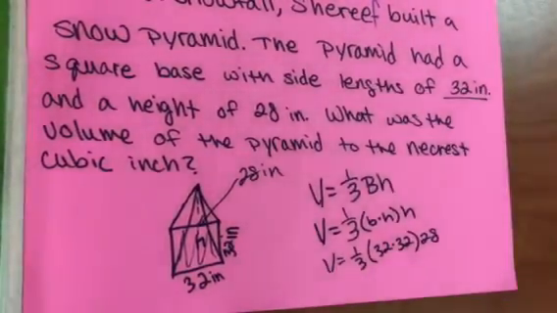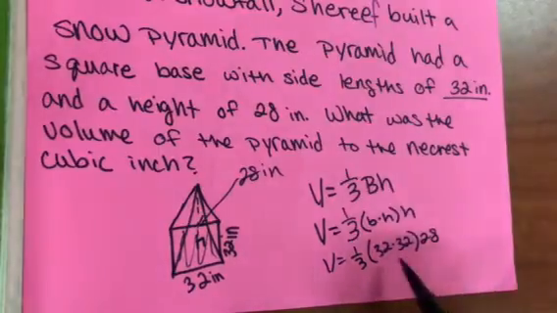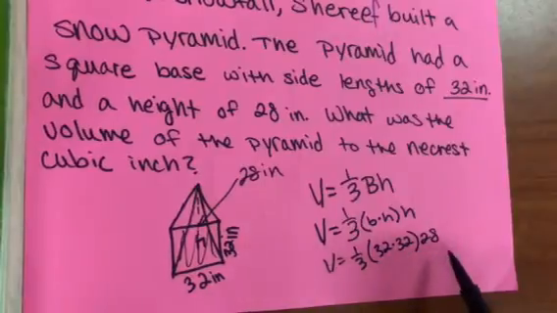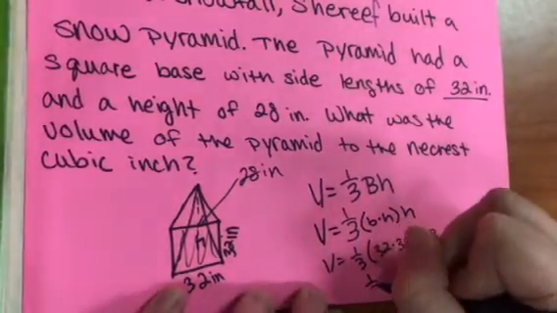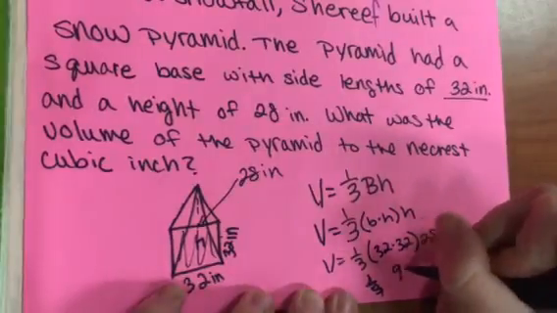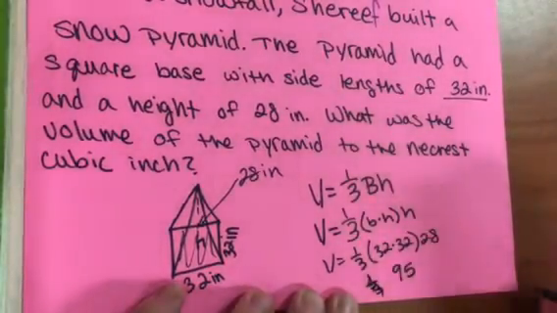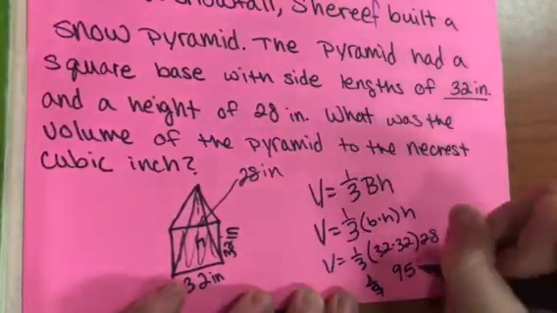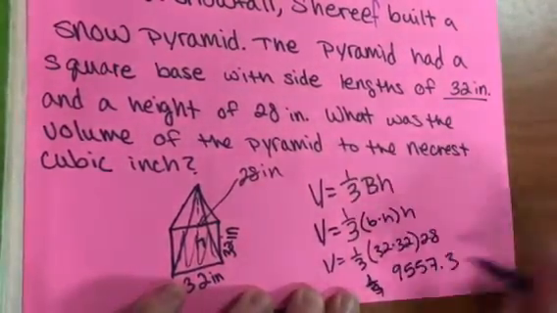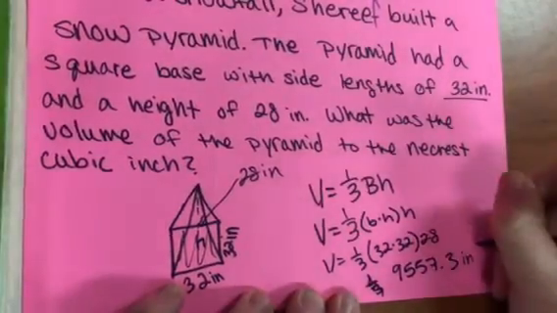Okay, so let's go ahead and figure that out. What is 32 times 32? 32 times 32 is 1,024. Should we multiply by 28 or divide by 3 first? I'm going to just multiply by 28, and then divide by 3. Our answer is going to be 9,557 and 1/3, so 9,557.3 inches cubed.